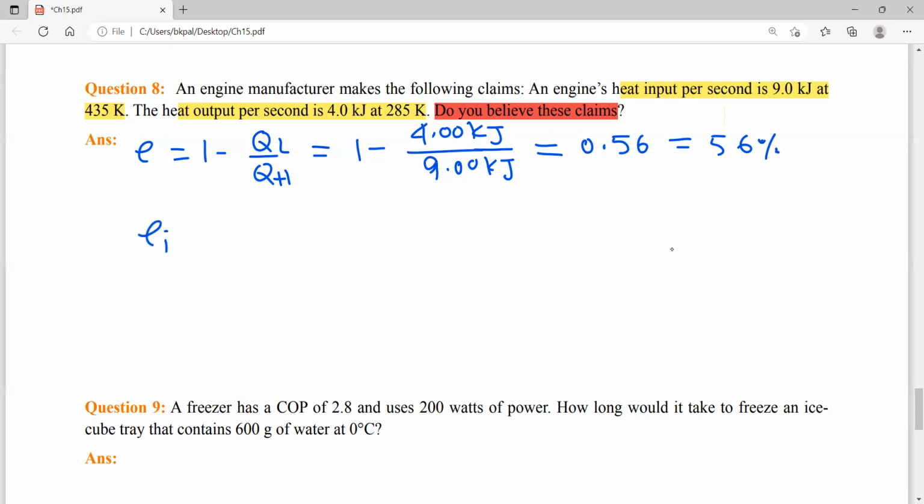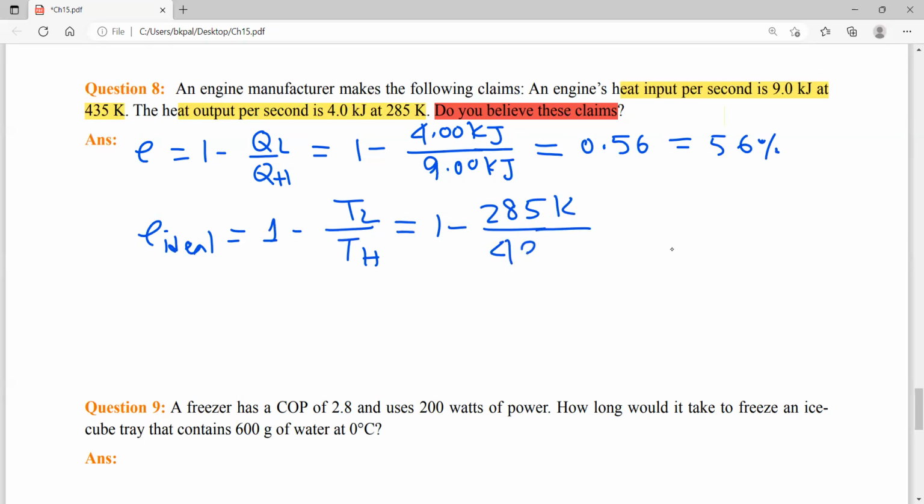Now the ideal efficiency is 1 minus TL over TH. TL is 285 Kelvin. Here it is already in Kelvin, so you don't need to convert it. And TH is this many Kelvin. If you do this calculation in your calculator, it gives you something like this, or 34%.